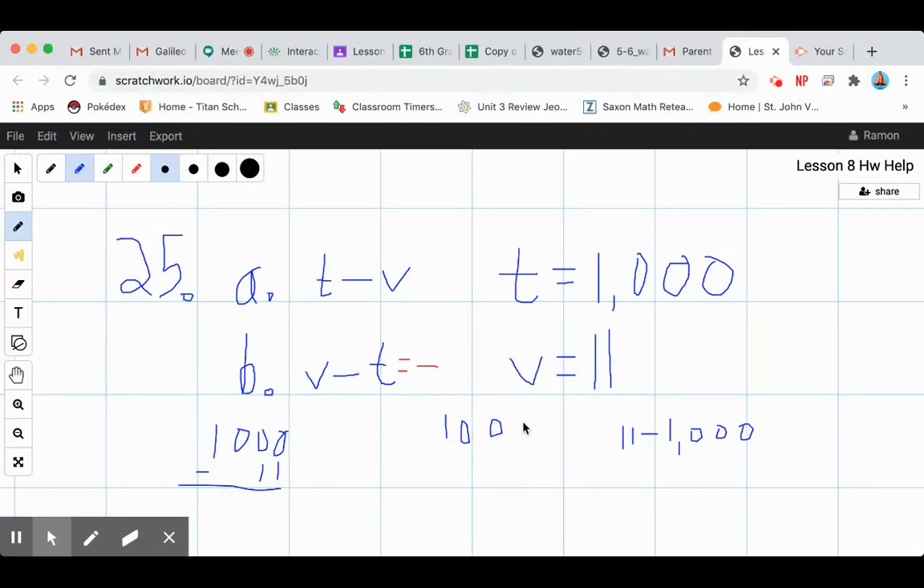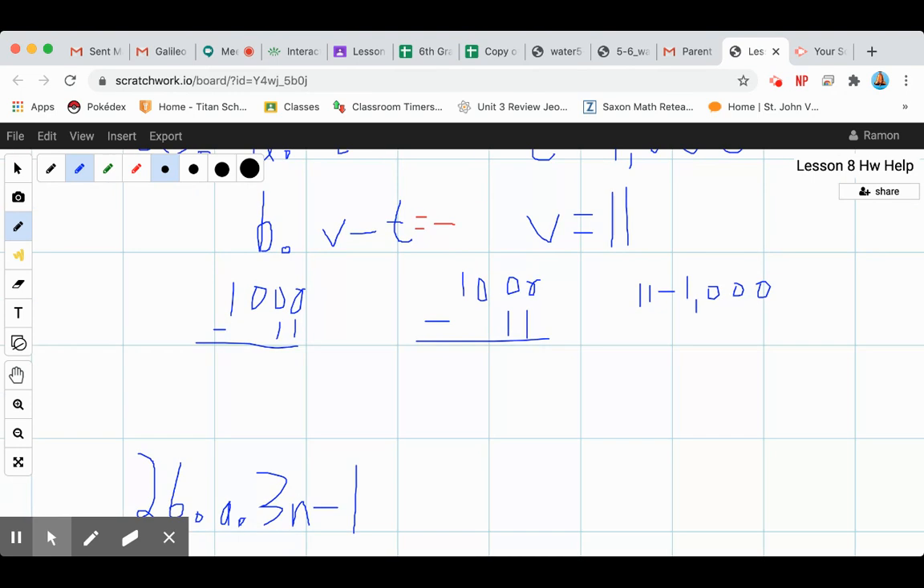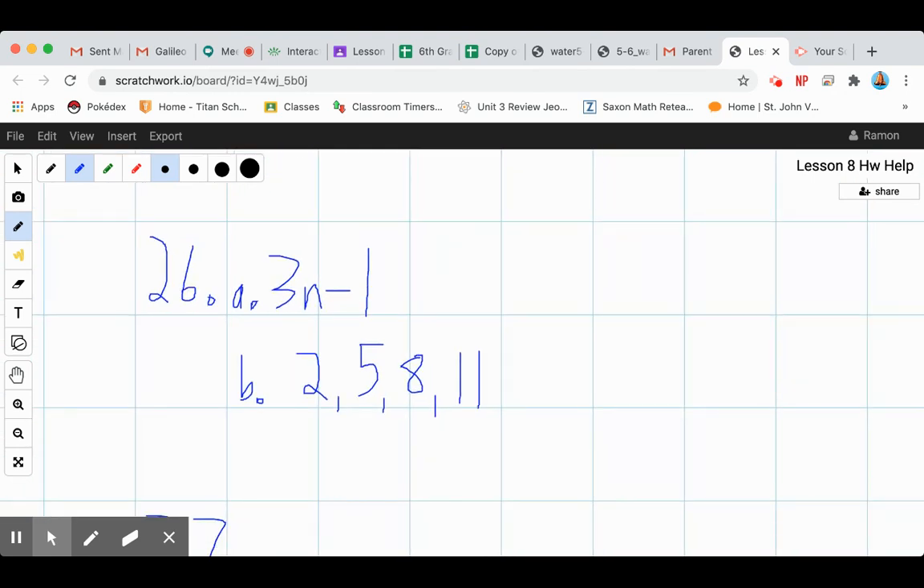So your answer should not be 1,011. It should be less than 1,011 for sure. And then when you subtract, just keep in mind that for B, your answer is going to be negative because the minuend is bigger than the subtrahend. For 26a, we're being asked to find the 10th term of the sequence. And to do that, all you have to do is evaluate for n being 10.